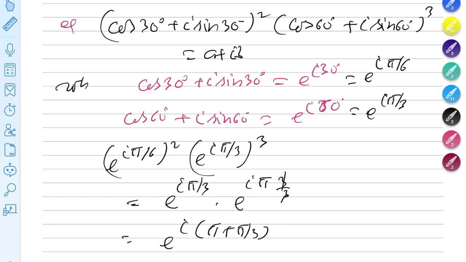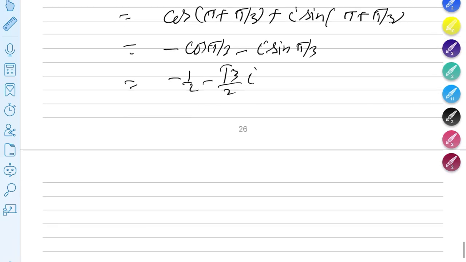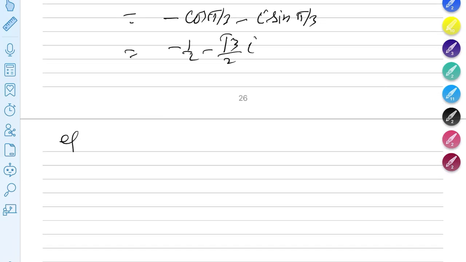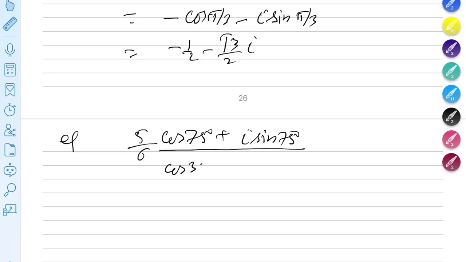Euler form is a powerful tool to solve any trigonometric form. Let's take one more example based on that. Let's say 5 by 6 times (cos 75 degrees plus i sin 75 degrees) divided by (cos 30 degrees plus i sin 30 degrees). We have to write this complex number in the standard form, that is a plus ib.